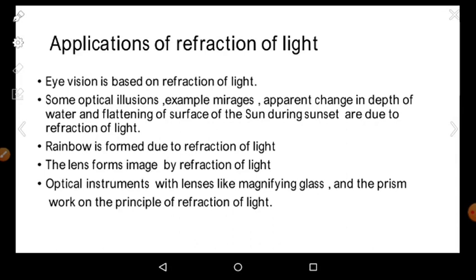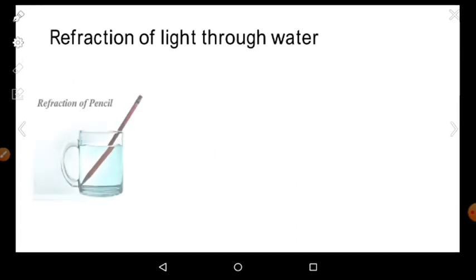Some more practical applications are there. We use many optical instruments. These instruments are constructed using lenses. The lenses form images based on the principle of refraction only. Optical instruments like a magnifying glass and prism work on the principle of refraction of light only. Here we have a few diagrams which explain the applications or the phenomenon of refraction.